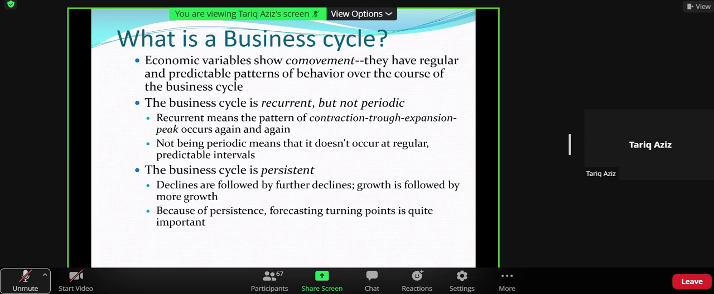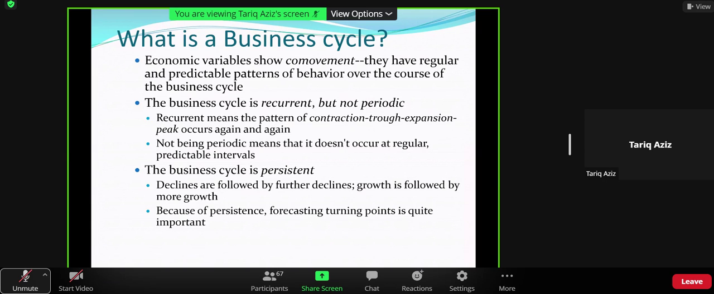The business cycle is recurrent, but not periodic. Recurrent means the business cycle keeps happening. Economies keep experiencing business cycles. Business cycles keep repeating, or they are recurrent, but not periodic. Periodic means it's not that after every 3 years, or after every 5 years, or after every 10 years, the economy will experience a business cycle. The period is not defined, but we also know that the business cycle is recurrent. It will happen, but what will be the duration? The duration is not specified, not known.